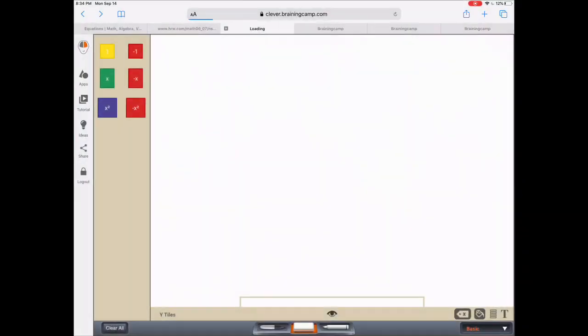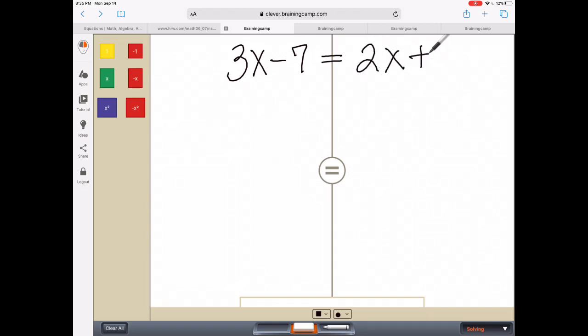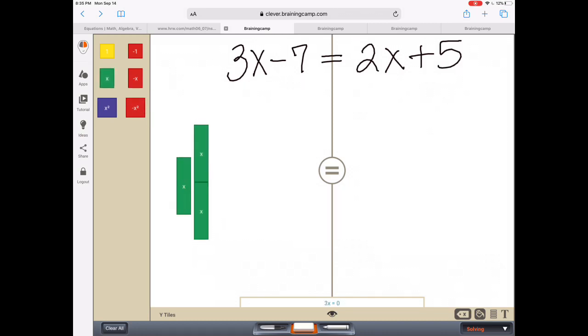So I'm going to pull up this algebra tile board, and I am going to have it where it's solving. So our equation was 3x minus 7 is equal to 2x plus 5. All right, so to represent that, I'm going to represent the left side first with 3 positive x's. So 1, 2, 3. Okay, and then again, to represent the minus 7, I'm going to use the negative units. So 1, 2, 3, 4, 5, 6, 7.